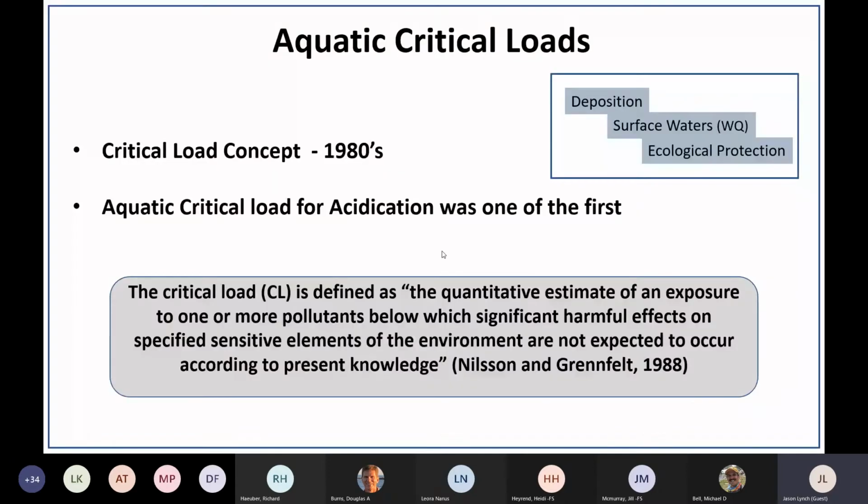All right. And then back in the 1980s, researchers also had the same question. They wanted to know, could they determine a level of deposition or a level of emissions that would be protective of aquatic resources? This led to the development of the critical load concept in the 1980s. And aquatic critical loads, in particular, were some of the first ones to be developed here as well.